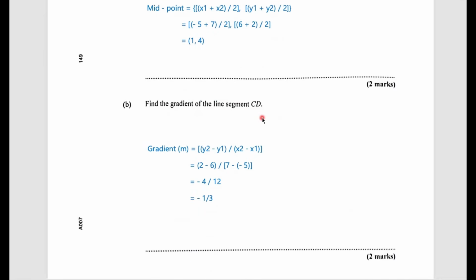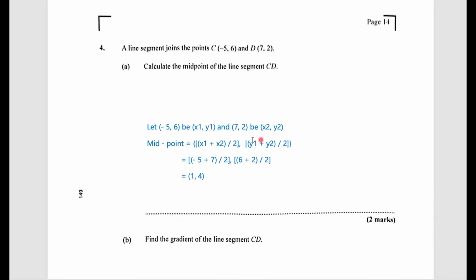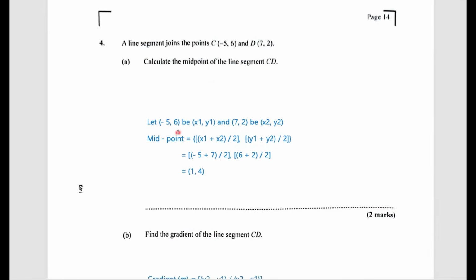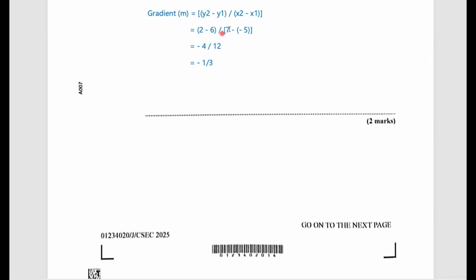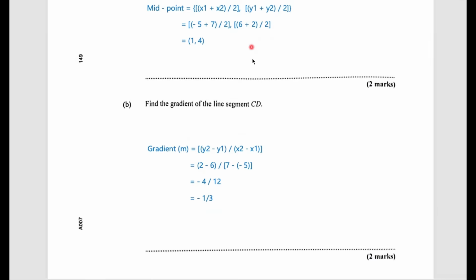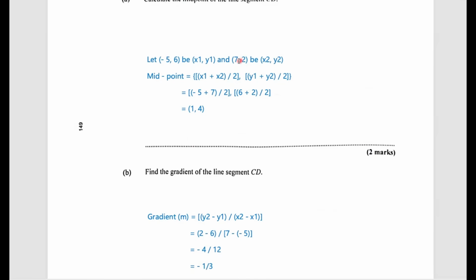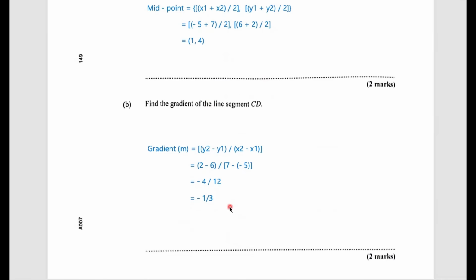Now, the gradient of line segment CD. We all know the gradient m is y2 minus y1 over x2 minus x1. y2 minus y1 will be 2 minus 6, divided by, what's x2 minus x1? That will be 7 minus minus 5. This will give me minus 4. Minus minus is a plus. 7 add 5 is 12. Minus 4 on 12 is minus a third.